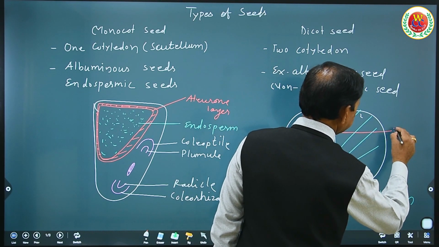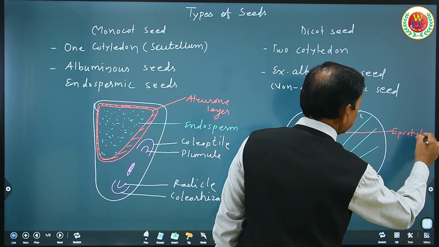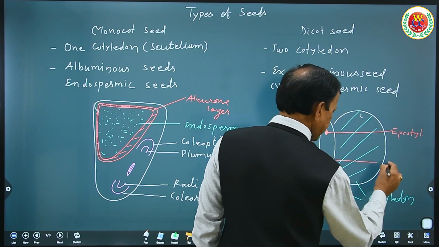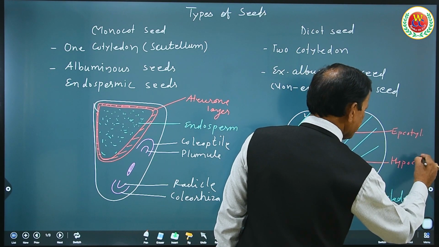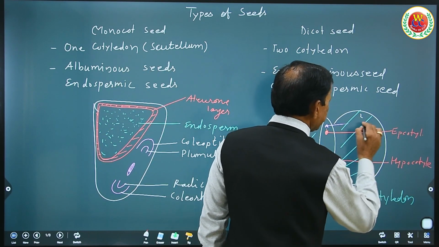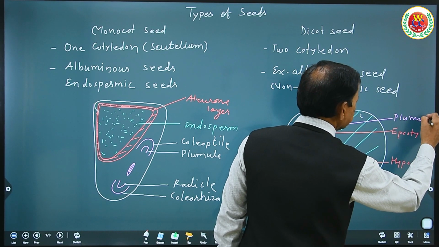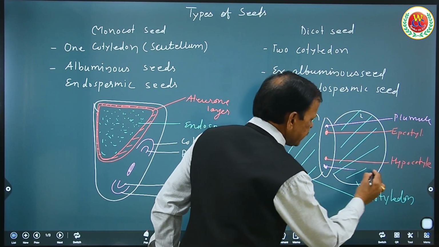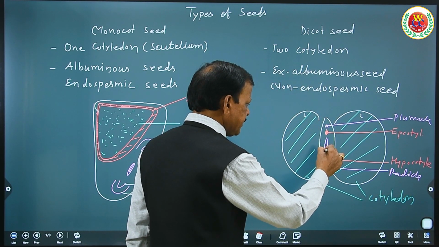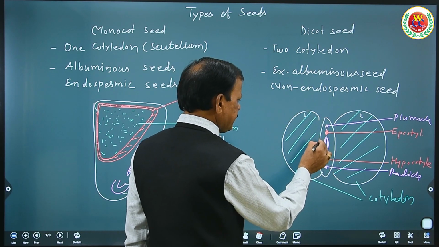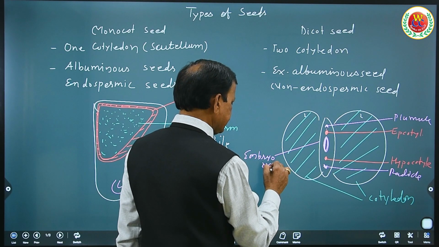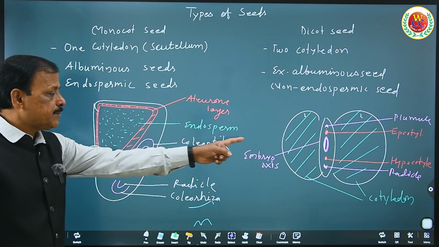So epicotyl terminates into plumule and hypocotyl terminates into radicle. So, this is the embryo axis, a complete embryo axis. So see, this is the major difference between monocot and dicot seed.